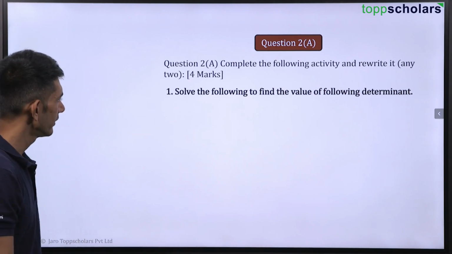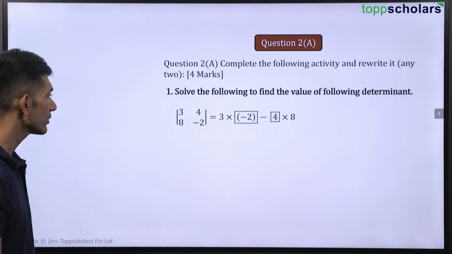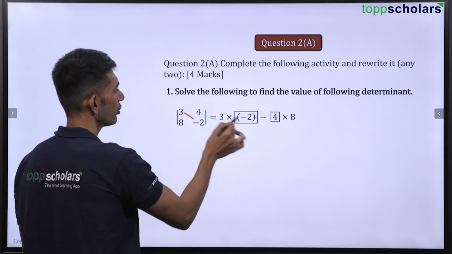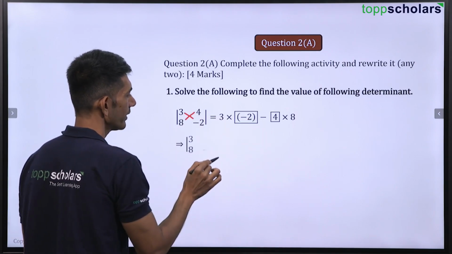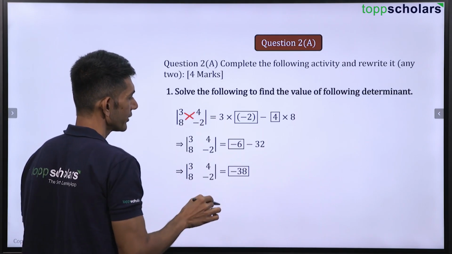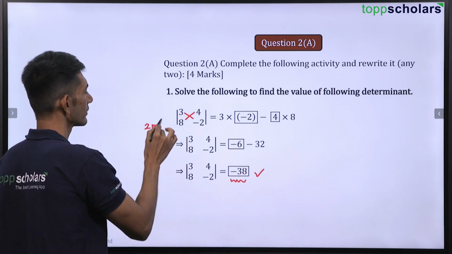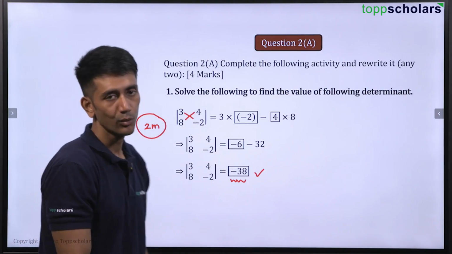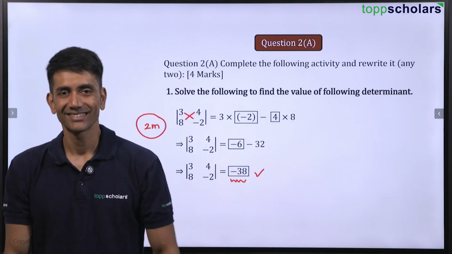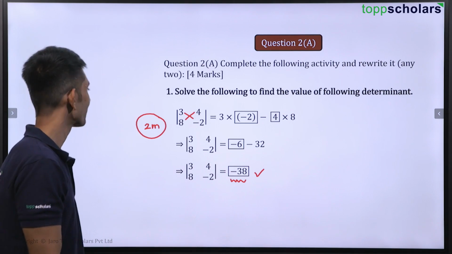Correct? Do we have the solution? Yes, we have the solution. So 3 into minus 2, 4 into 8, minus 6 minus 32, minus 38. Final answer, you'll get 2 marks for this. I don't think there is anything easier than this, right? Okay.